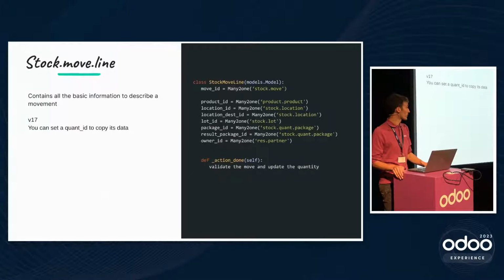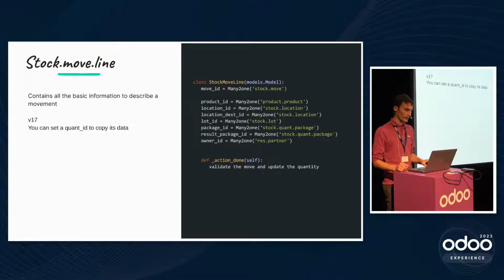If your product is tracked by either lot number or serial number, this is where we specify the one we choose. And also, if your database has the package settings enabled, you can specify if the product comes from a package, goes to a package, or if you move a package, the package will be the same on package ID, which is the source one, and result package ID, which is the destination one.